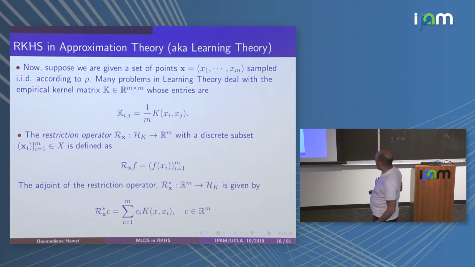So here one of the things that we are going to use a lot is the empirical kernel matrix, which is given by k(x_i, x_j) divided by m. And then we'll have the restriction operator that takes us from H_K into R^m, and then the adjoint that takes us from R^m into H_K.